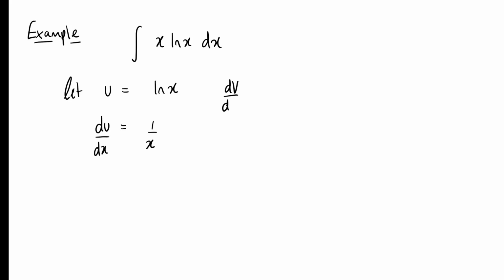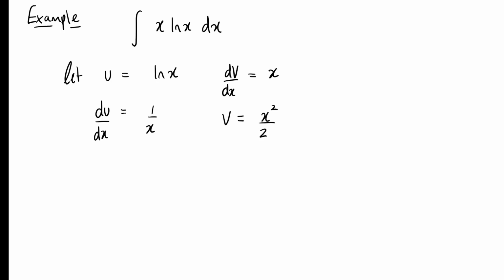So if u was ln x, the remaining part of the integral must be dv dx. So x is dv dx. We integrate that to get v and get x squared over 2. The rule states that we should multiply u and v together. That's u and v minus the integral of v multiplied by du dx.